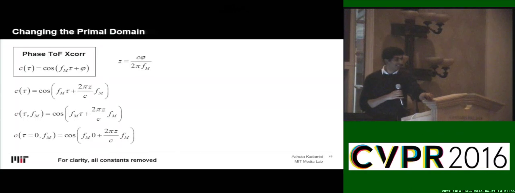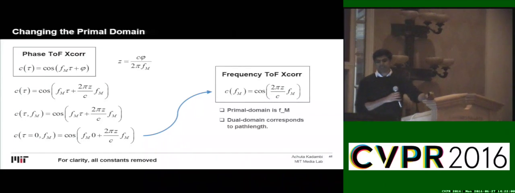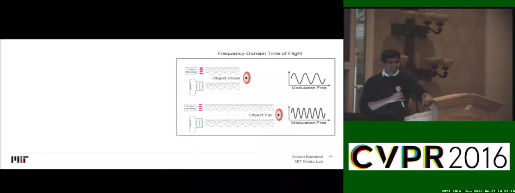Now, without loss of generality, we can pick just one value of tau. Let's pick 0 for clarity. And now if we simplify, we end up with a simple cross-correlation that is just parametric in frequency. And if we remove the constants, we're basically looking at cosine zf. So if we sample different values of f, the frequency, then we can just find the frequency of that waveform and get the path length, right? So the primal domain here is modulation frequency, and the dual domain is the frequency transform of modulation frequency, which is why I use that primal and dual notation. Okay, so here's a visual example.